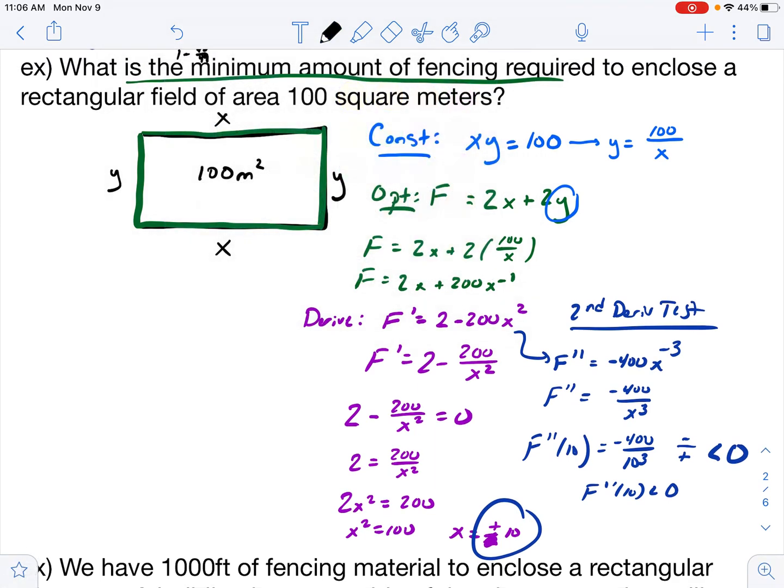Let me test with my first derivative test here. So let me keep this and do a number line here. Critical point was at 10.